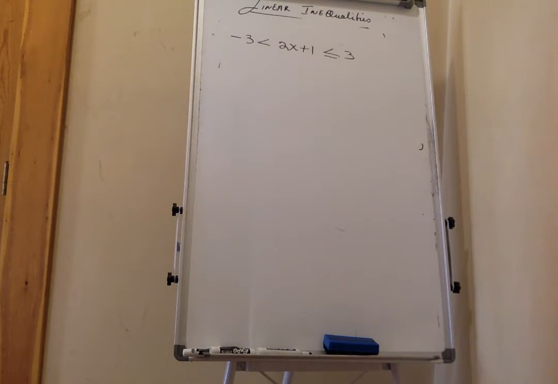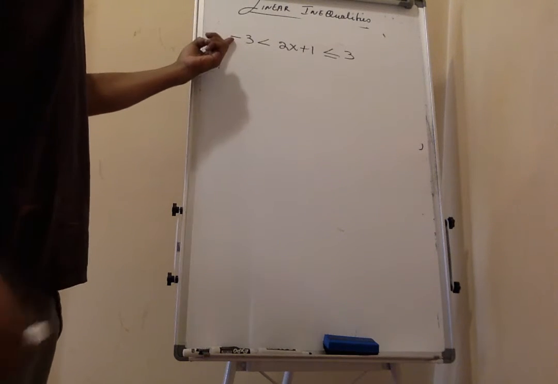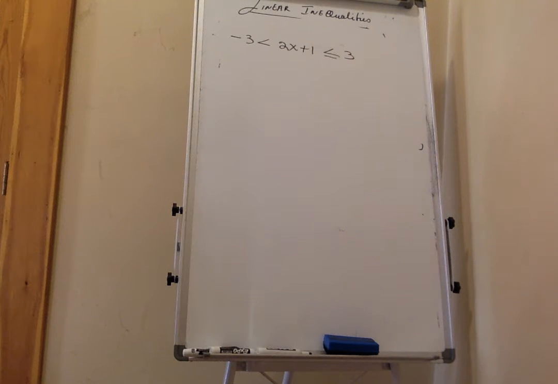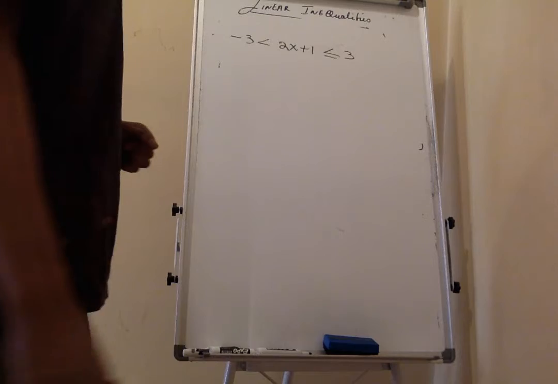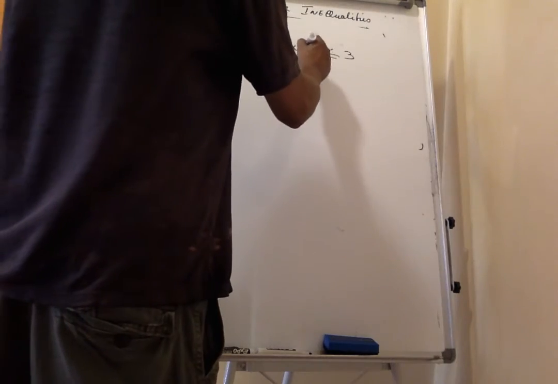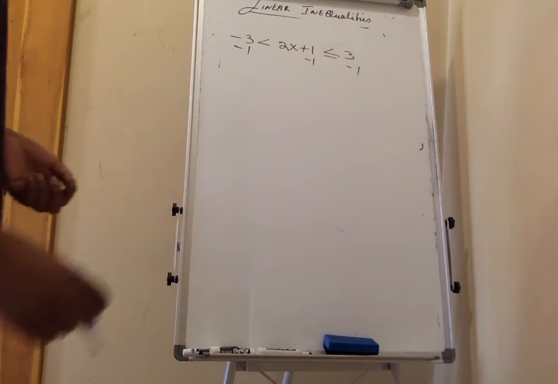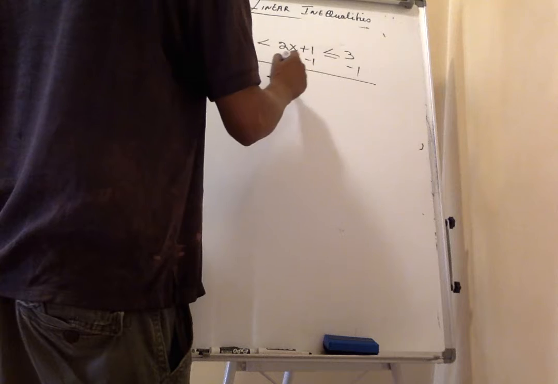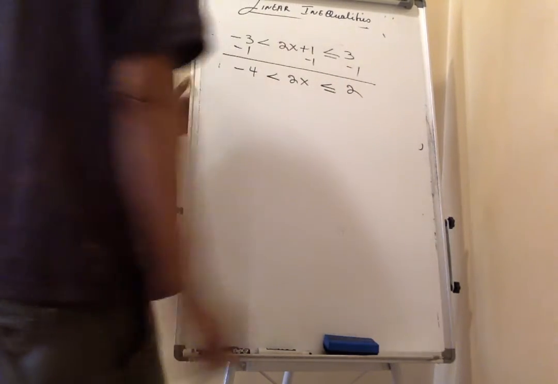Let's solve this compound inequality. Again, it's bounded because we have negative 3 at the beginning and 3 at the end. So let's try to isolate x. Let's take away 1. If I take 1 from one side, I have to take it from all sides. So you end up with negative 4 is less than 2x and less than or equal to 2.